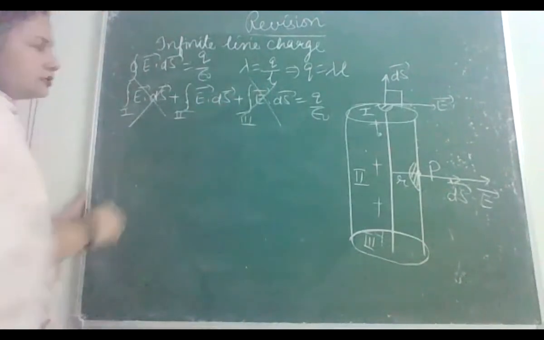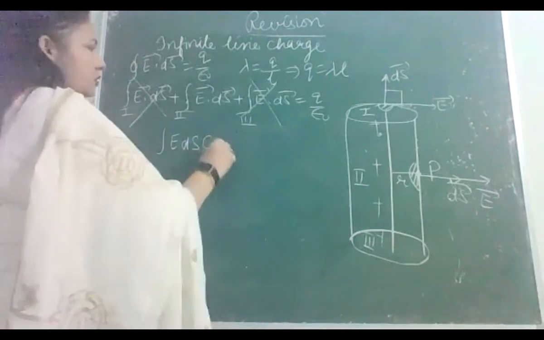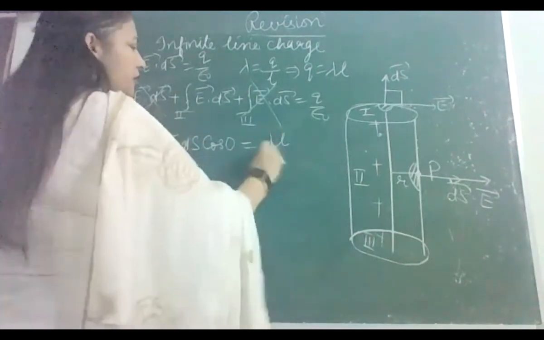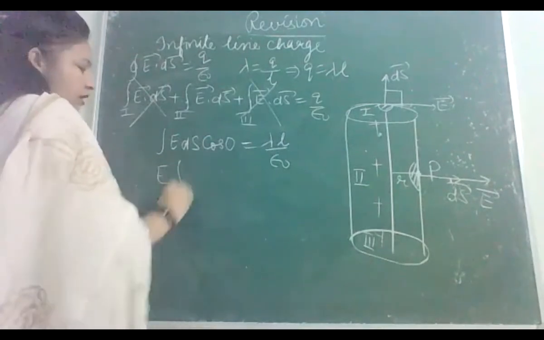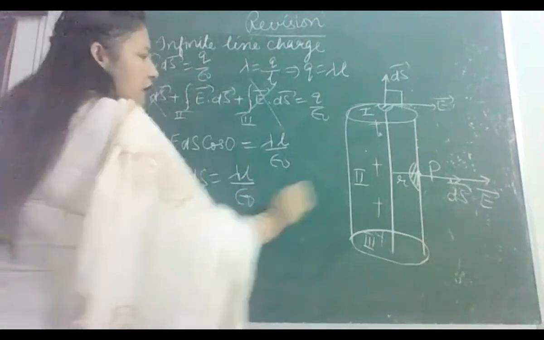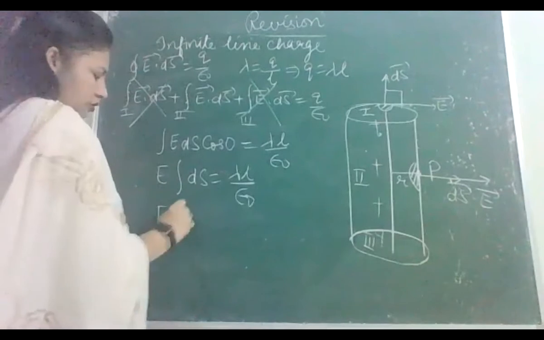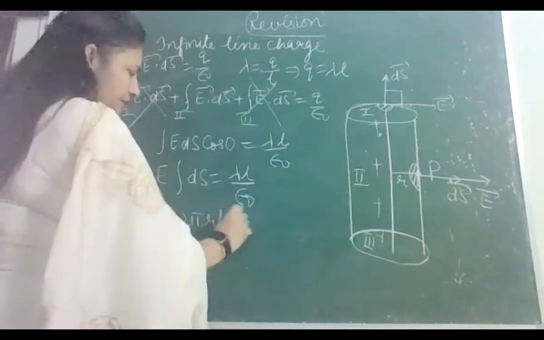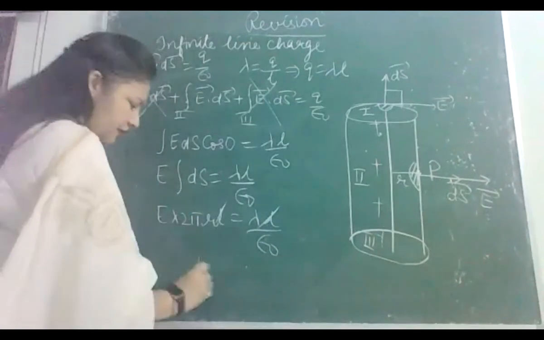Yes ma'am. Okay, so E ds cos 0, we put Q as lambda L, cos 0 is 1, so E ds is lambda L by epsilon naught. Now what is the area of this curved part? That is 2 pi r L. L gets cancelled and then you are left with the formula.